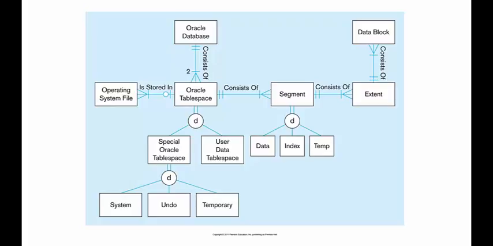You'll notice here on the bottom half of the diagram you see some symbology representative of supertype and subtype relationships. This is because each Oracle table space can be one of two types: what we call a special Oracle table space, which can further be broken down into the ideas of a system table space, an undo table space, or a temporary table space, or a user data table space. Likewise, a segment can further be broken down into three types: a data segment, an index segment, and a temporary segment. Take a moment to examine this diagram and just get a feel for how a database is broken down into pieces.